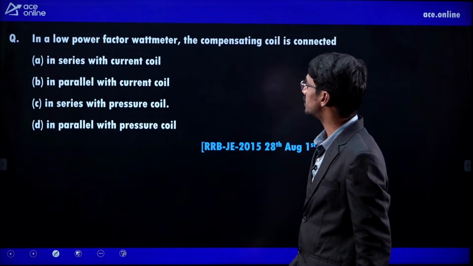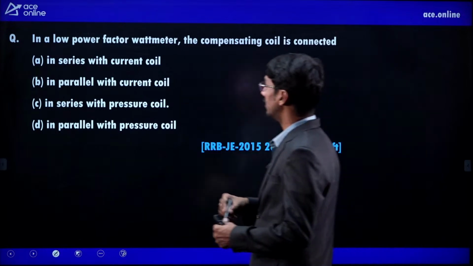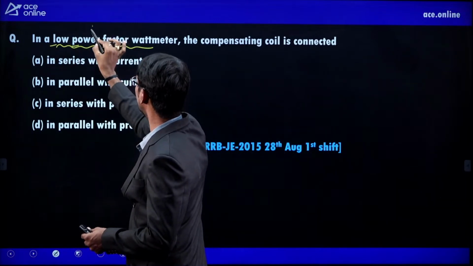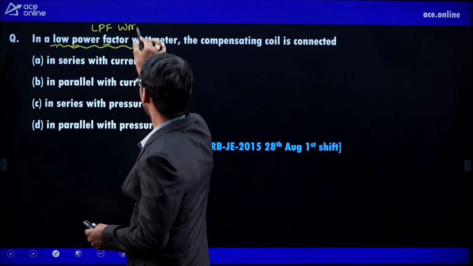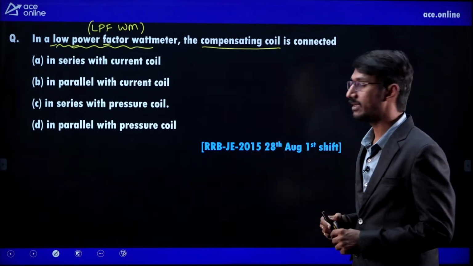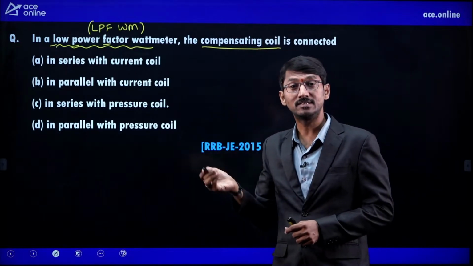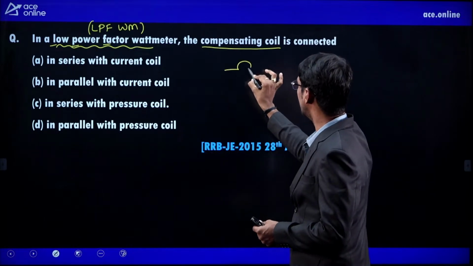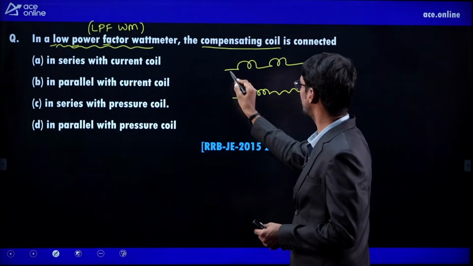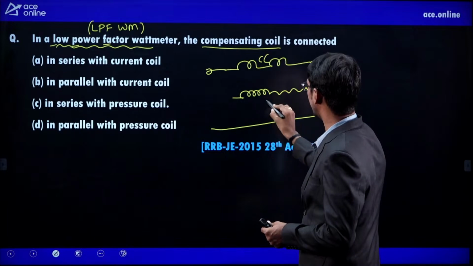Okay, very good, high. Next one, in a low power factor wattmeter, the compensating coil is connected. Which meter? LPF wattmeter, low power factor. Therefore, in LPF wattmeter, the compensating coil is connected in dash. Very important point. The compensating winding is connected in series with the potential coil. Remember, in this way, current coil will be taken, and here this is the potential coil, this is the supply circuit, and this is the load. Now this is CC and this is PC.